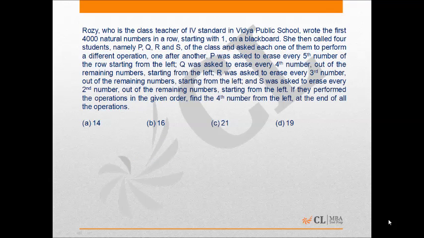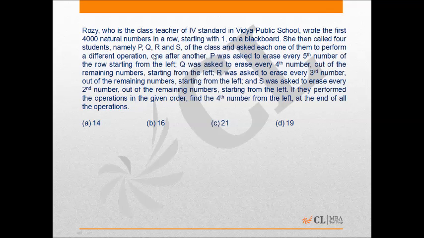Okay, the first question says, Rosie, who is the class teacher of 4th standard in Vidya Public School, wrote the first 4,000 natural numbers in a row, starting with 1 on a blackboard. She then called 4 students, namely P, Q, R, and S of the class, and asked each one of them to perform a different operation, one after another.